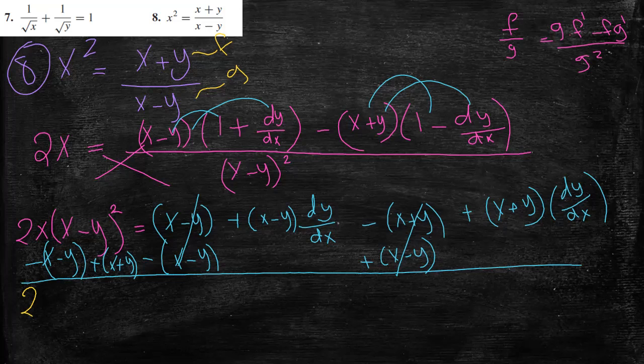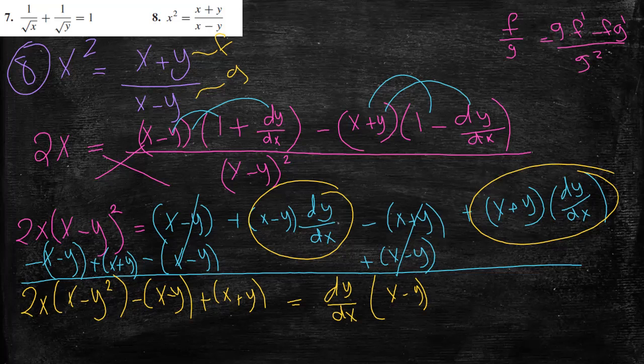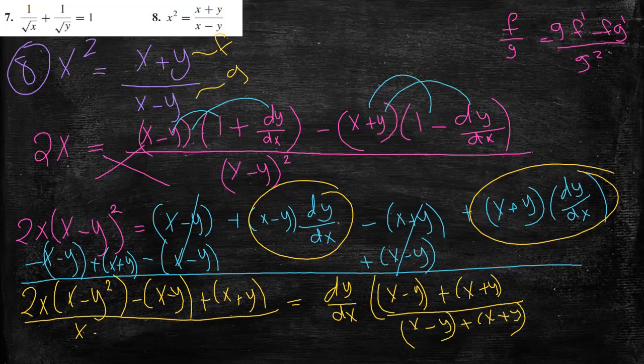So we have now 2x(x minus y) squared minus (x minus y) plus (x plus y) equal. Now we have only this term and this term. Take dy over dx as a common factor. So we have (x minus y) plus (x plus y) dy over dx, divided by (x minus y) plus (x plus y).